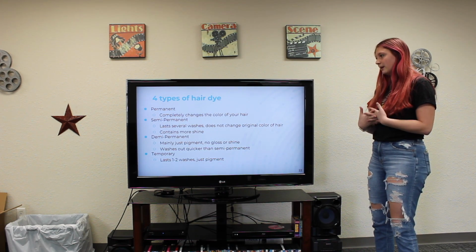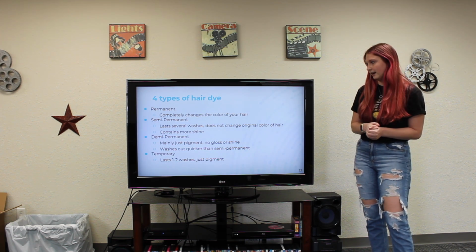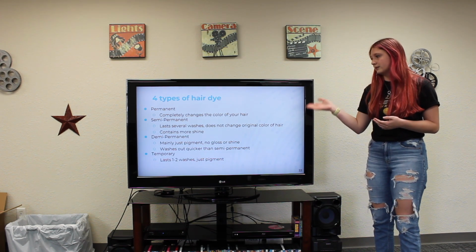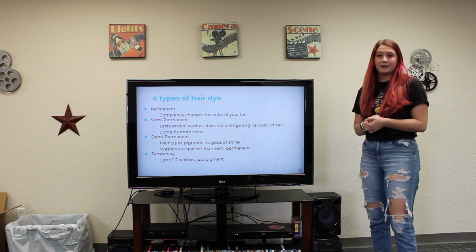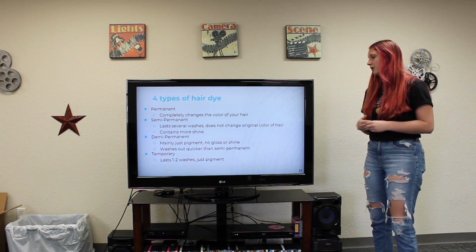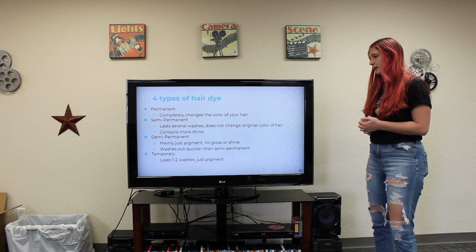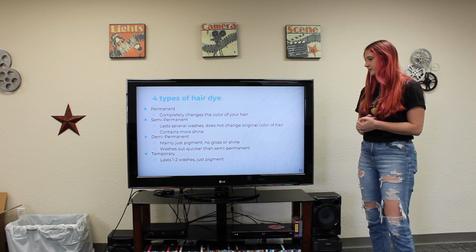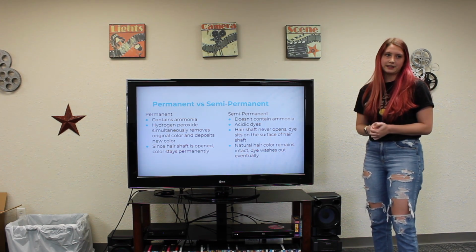Next we have semi-permanent, which lasts only several washes and does not change the original color of the hair. It also contains more shine than other dyes like demi-permanent and temporary. Demi-permanent mainly is just pigment and has no gloss or shine to it, and it washes out quicker than semi-permanent. And lastly, there's temporary, which only lasts about 1 to 2 washes, and it's just pigment. It typically comes in forms of chalk, liquid, mascara wand, something like that.